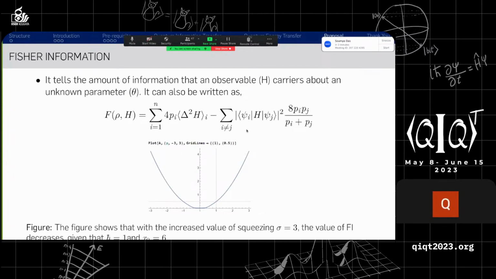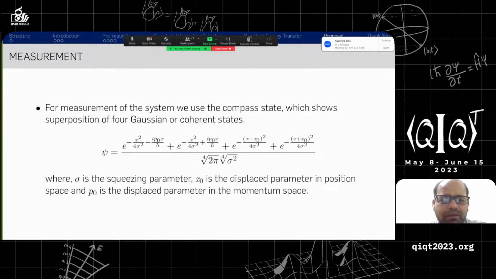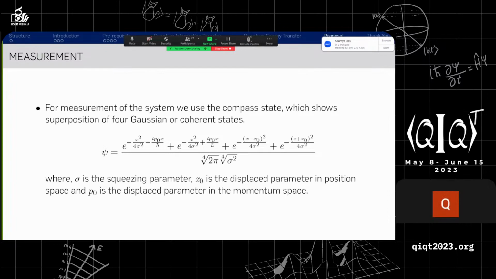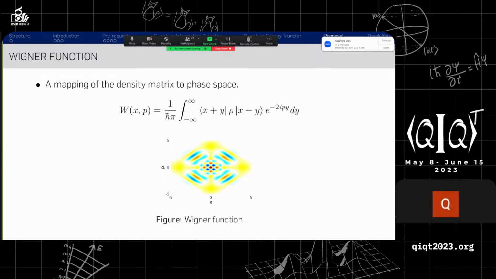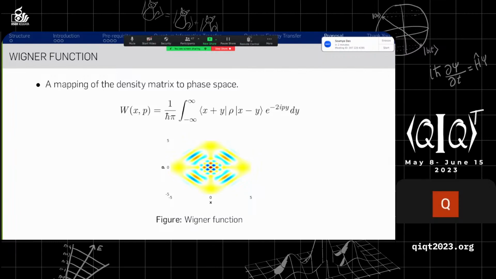Is it clear now? Yeah, it is. So just go back to the slide where you were showing this Wigner function. Okay, Wigner function. So the figure which you are showing here, what does it physically mean?